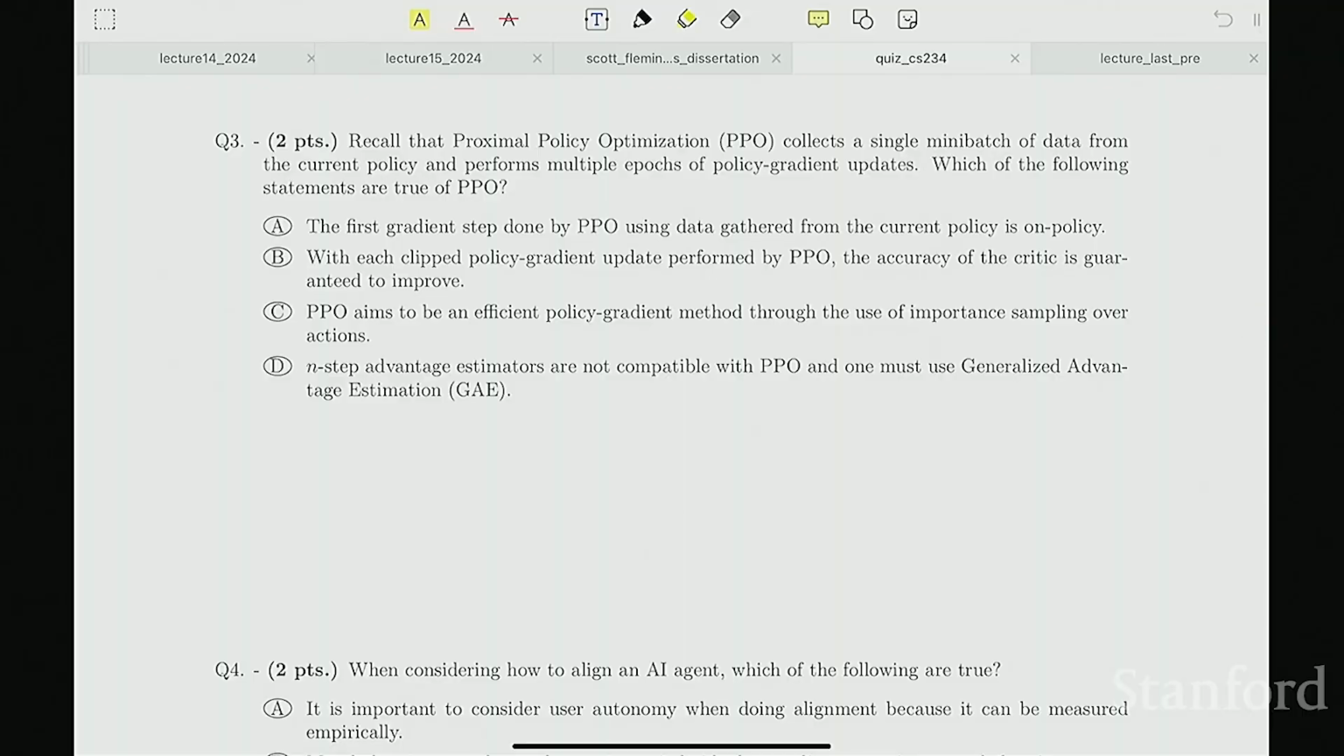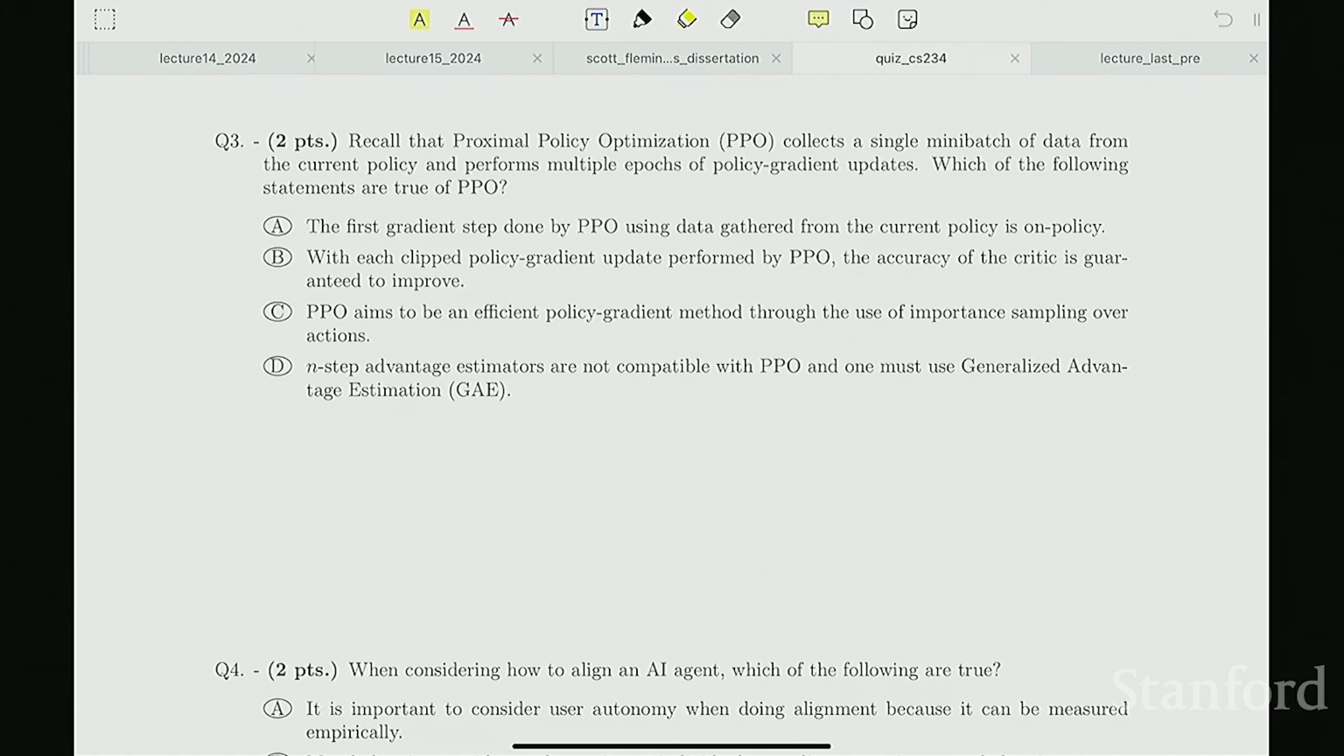You might have noticed that the second question was identical to the midterm, so it was a good chance to refresh if you hadn't remembered that from the midterm. The third one was slightly tricky, so I want to make sure to go through it. It's a nice way to review PPO. The third question really asked you to think about proximal policy optimization, which was something that you implemented.